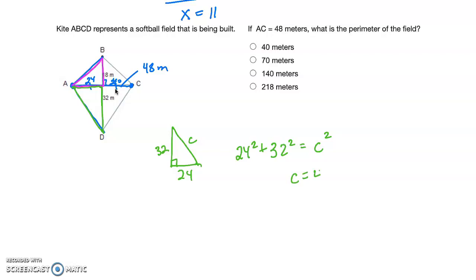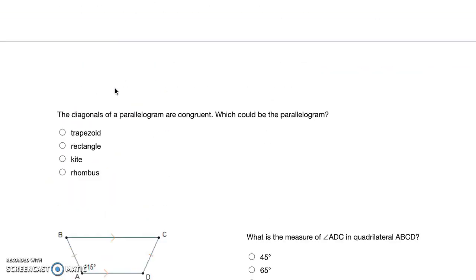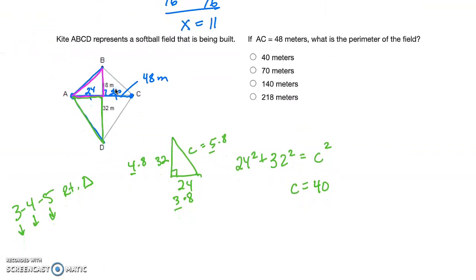to 40. A quick way of knowing how to do that, remember our 3, 4, 5 right triangle? Well, if they're multiples of 3, 4, and 5, that's also true. So we're multiplying 3 times 8. This is 4 times 8, so this should be 5 times 8, because that's our 3, 4, 5 right triangle. So 5 times 8 is equal to 40. We're going to get the same thing. So 40 just gives us one side, which is this side right here, 40.